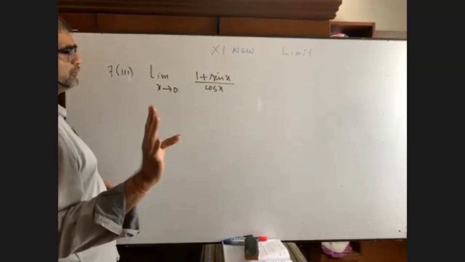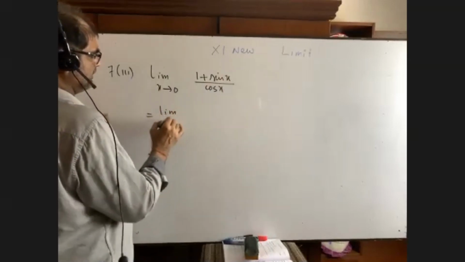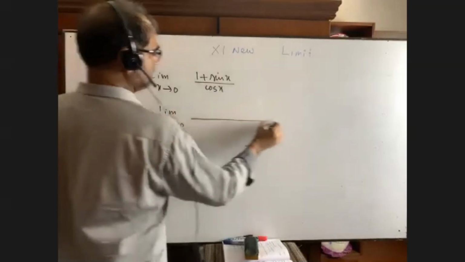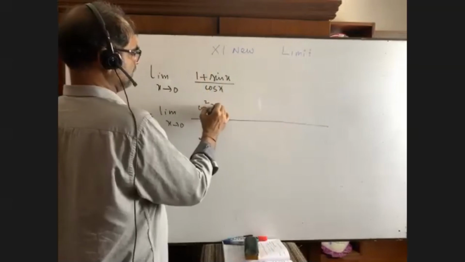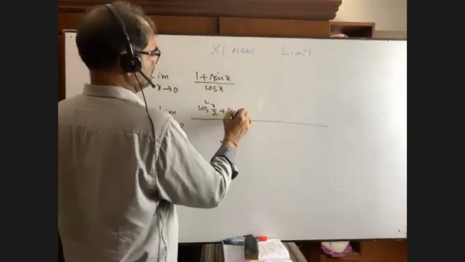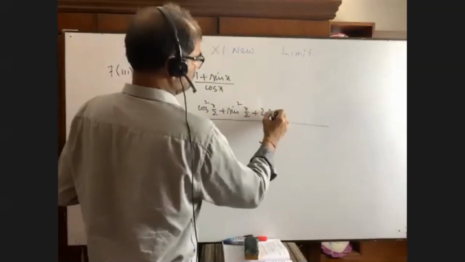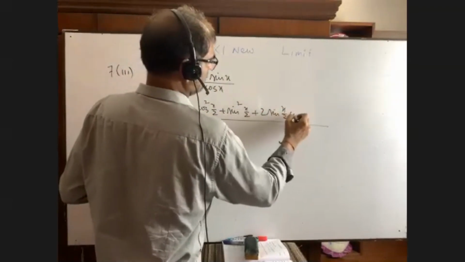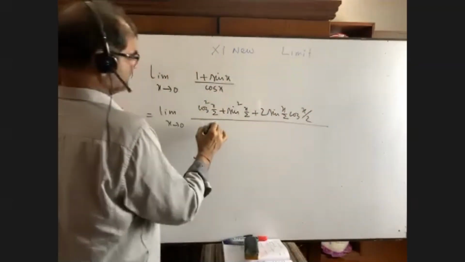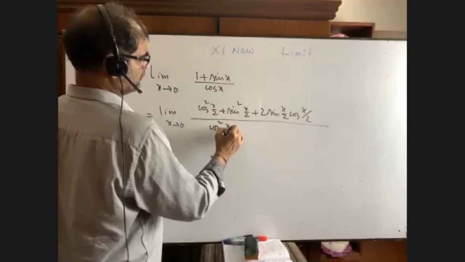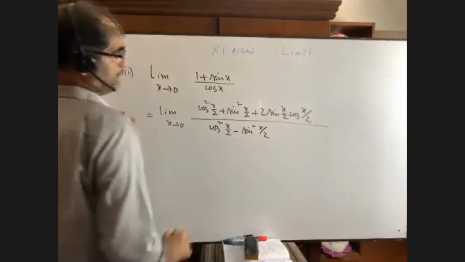You see, what will you do? Please see. It is limit x tends to 0. It is cos square x by 2 minus sin square x by 2, then 2 sin x by 2. Can you remember I told you too many times? It is cos 2 theta. That means cos square x by 2 minus sin square x by 2. Am I right?